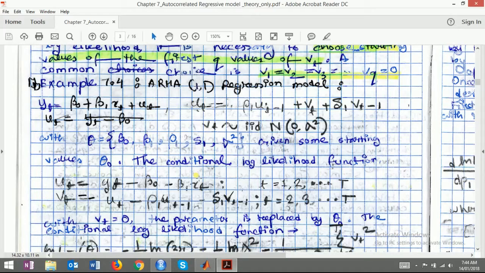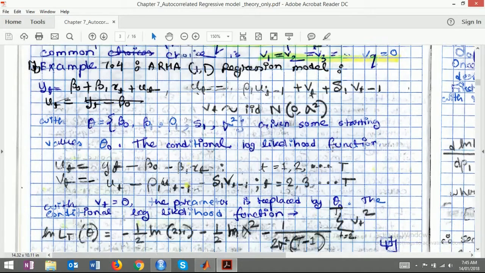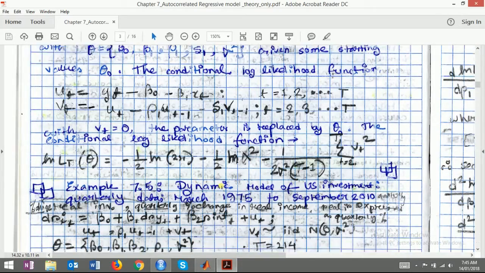So s is equal to 1, so s plus 1 will be 1 plus 1. So t starts from 2 up until T. Very good. So vt is equal to ut minus rho 1 ut minus 1 minus delta 1 vt minus 1, with v0 equals 0, the parameter replaced by theta naught. The conditional log likelihood function is the same as before, the only exception is 2 sigma square times t minus s. Remember, s equals 1, so t minus 1. There is basically no change.